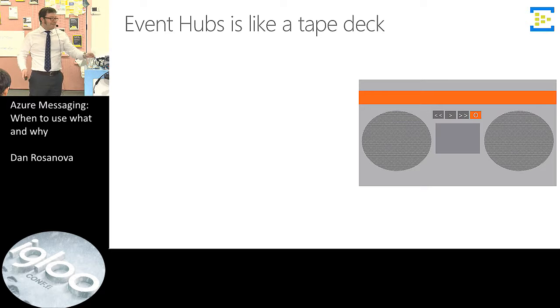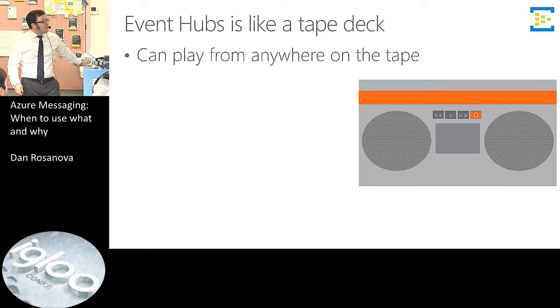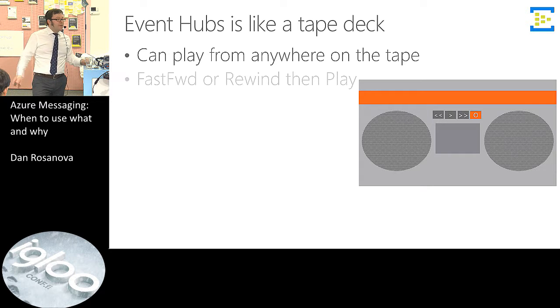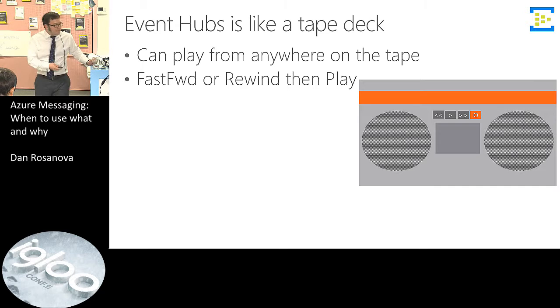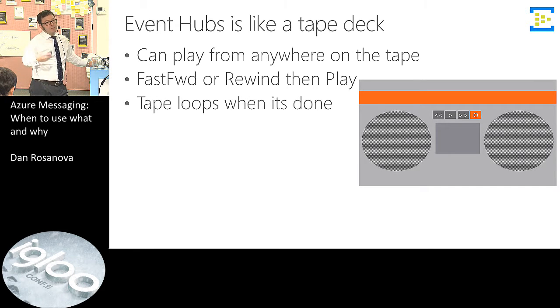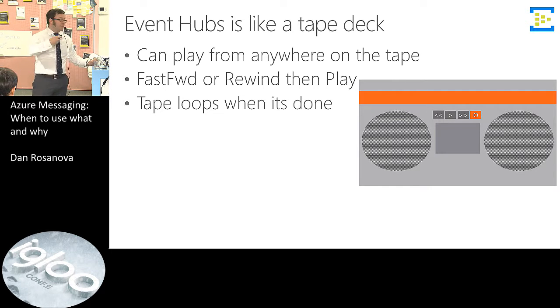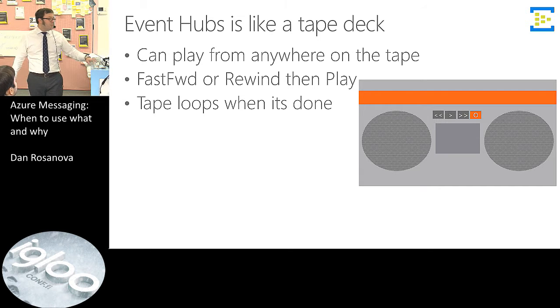So it's kind of like this, right? You have something that you can play this tape from. You can play from anywhere on the tape. You just fast forward and rewind to get to that point in the tape. One slight difference, and some of these things did this, is that the tape will loop when it's done. So it'll go back or flip sides or whatever. So basically it's a loop of stuff. Eventually the data ages out and it'll be re-recorded over.